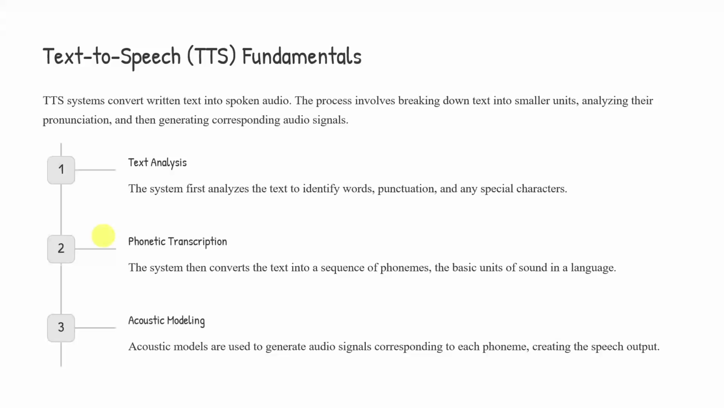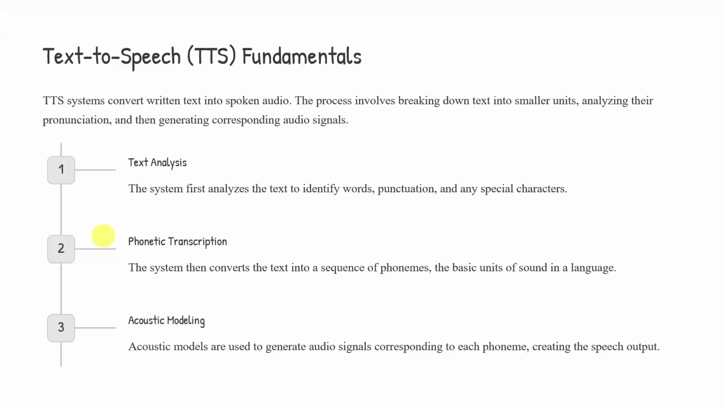Under text analysis, we first analyze the text to identify words, punctuation, and any special characters. For example, if I give an expression like "oh, ha," this means there are exclamatory sentences. In some places I have to stop and start the sentences. At some places in the sentences I have to use stress to pronounce that particular sentence. That analysis will be done at the first step of text analysis.